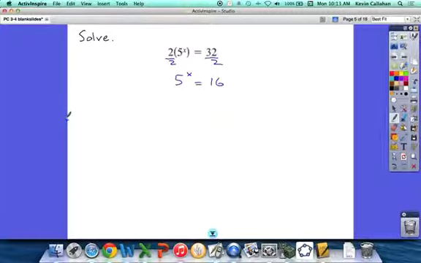Take logarithms of both sides, okay? But remember, you always have a decision to make when it comes to taking logarithms. What base logarithm are you going to use? Okay, so let's do it like this. I'm going to do it twice.